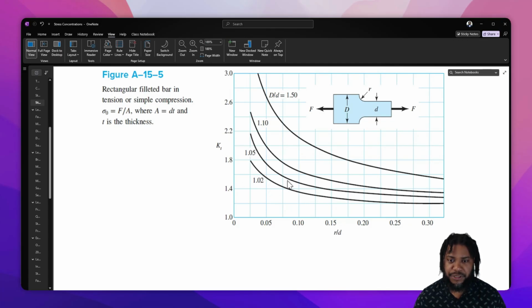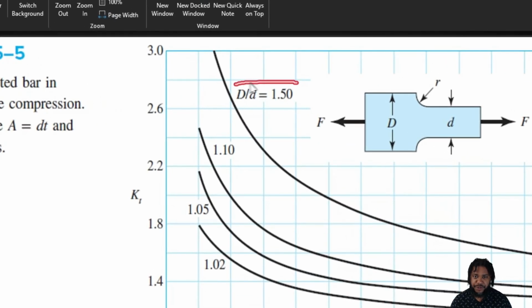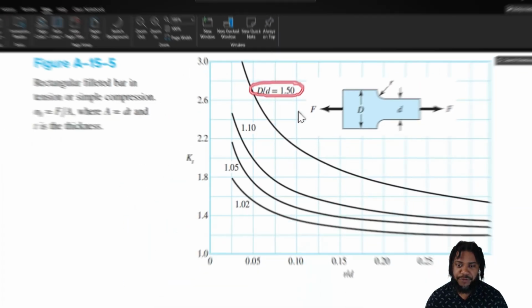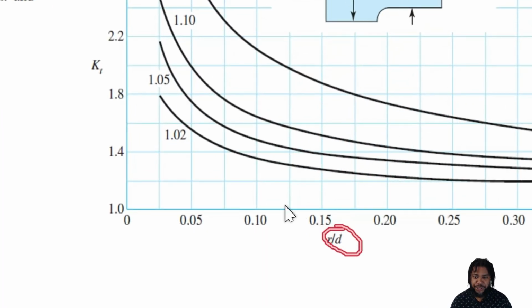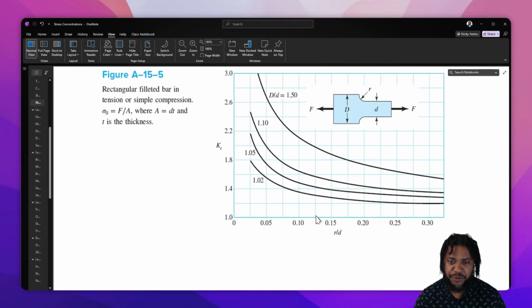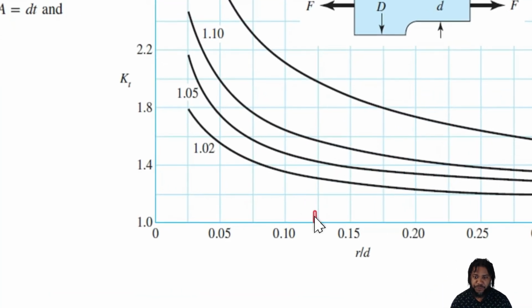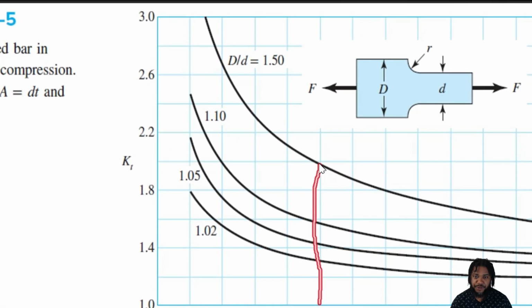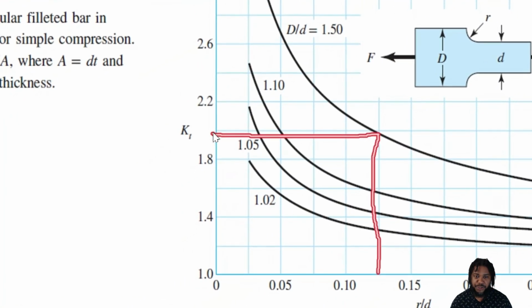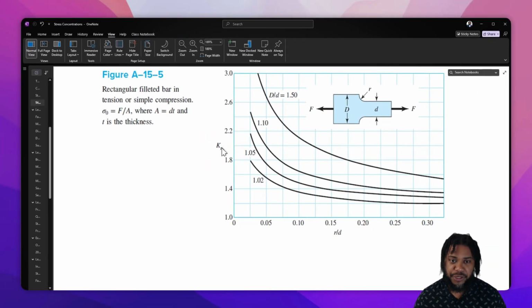So let's see, for an example, let's say the ratio of big D over little d is 1.5, and let's say that the ratio of r over little d is right here in the middle between 0.1 and 0.125. So 0.125, right? In that case, we'll need to plot up to the line corresponding to our D over d value, and then we'll plot over. So we're sitting just below 2. KT is just below 2, right, for this particular geometry.